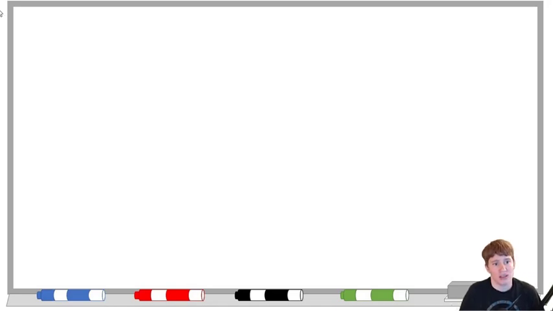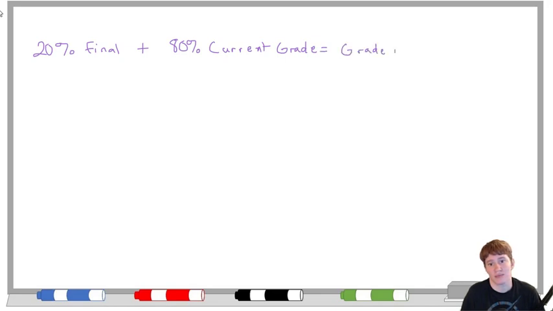Let's say that you've figured out that your final is worth 20% of your grade. So what that means is that right now 80% of your grade is made up of your current grade. And the reason that's helpful is because if we take our 20% final and we add it to our 80% grade, then that gives us our grade in the class at the end of the day.